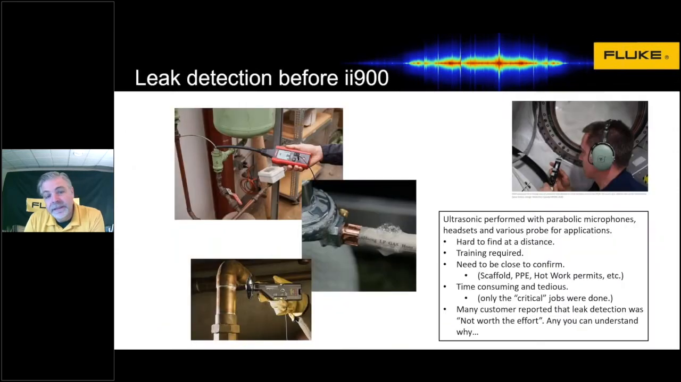So leak detection before the ii900 involved a couple of different methods. First, you would have to use a handheld device that had either a parabolic curve. You'd use a set of headphones like the image over here on the side. This is actually a gentleman by the name of Chris Cassidy. He's an astronaut from NASA, and he was using an ultrasound detector to listen for the ultrasound of a vacuum leak from the space station.